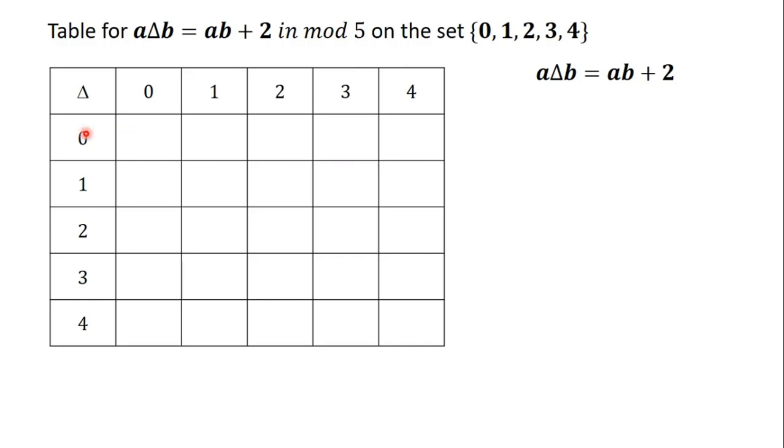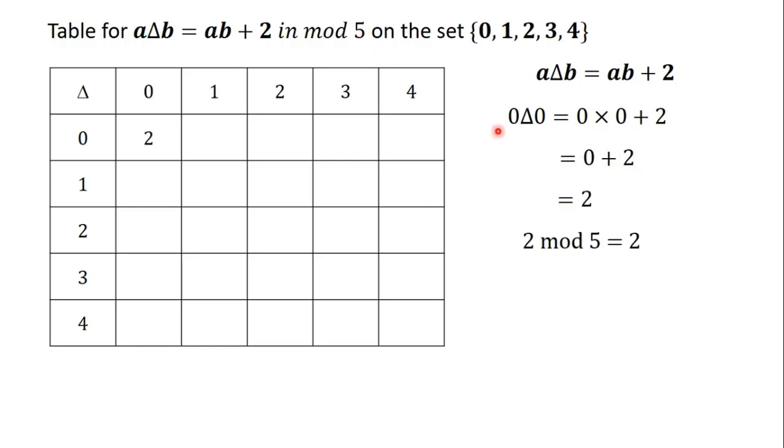Let's fill the table. The first one is 0 delta 0. A delta B is equal to AB plus 2, that is, A times B plus 2. So 0 delta 0 will be equal to 0 times 0 plus 2. So the first number times the second number plus 2. 0 times 0 is 0. 0 plus 2 is 2. And 2 mod 5 is 2.